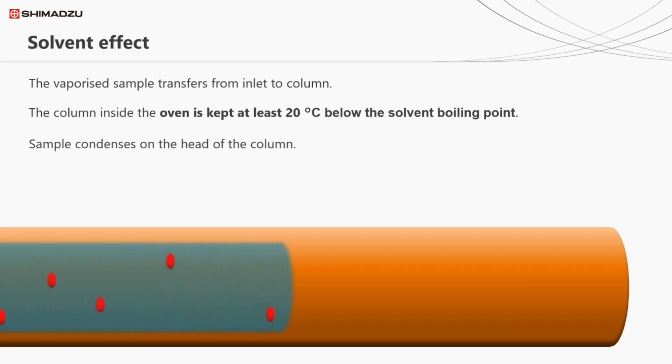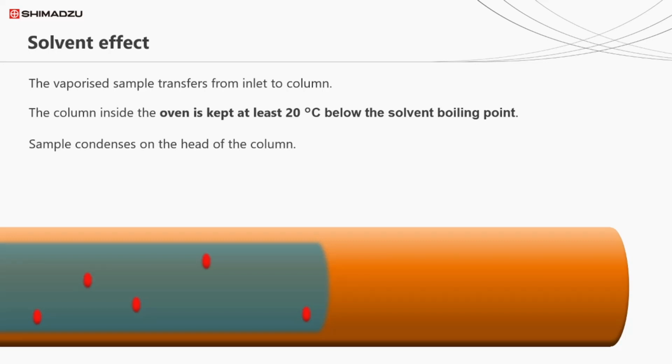Very importantly, the column oven temperature is kept cool. Specifically, it's usually kept around 20 degrees below the boiling point of the solvent. By doing this, as the sample continues along the column, it begins to condense back into a liquid. The liquid solvent redissolves the analytes, so that they no longer dissolve in the carrier gas. This liquid coats the inside wall along the first metre or so of the column, trapping the analytes within.